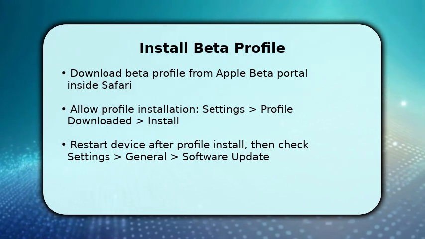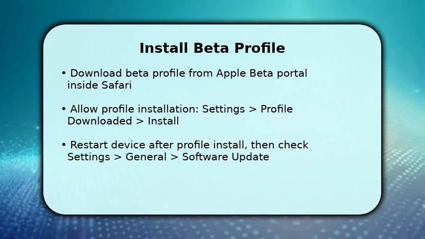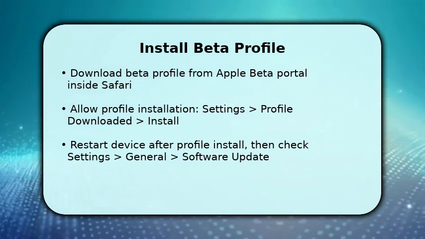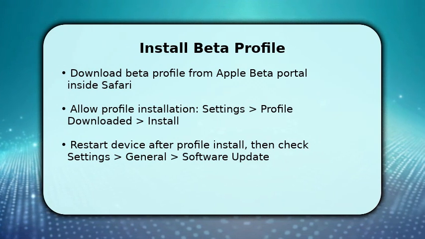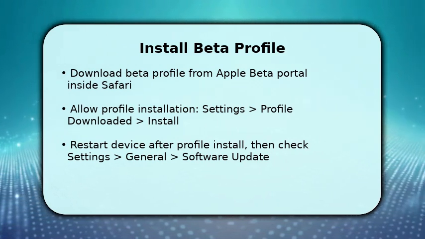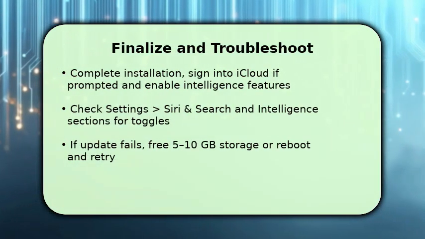After reboot, go to Settings, General, Software Update and wait for the Apple Intelligence Beta to appear. If it shows, tap Download and Install. The device will download the update and prepare for installation automatically. Finish the install by following the final prompts and sign back into iCloud if asked.